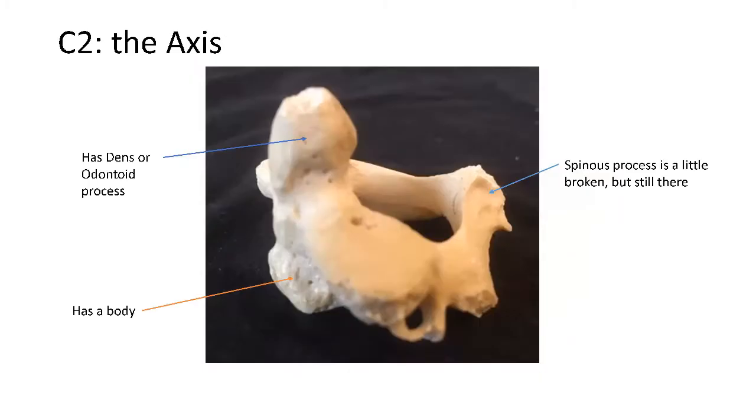C2 is the axis. This is the other bone that you have to know both exact number and the name. We do have a spinous process. It's a little broken on this one. We have a body, but the key to the C2 is the dens. The dens, without an E, means tooth-like projection. It's also called the odontoid, from the same root word as dental or dentist.